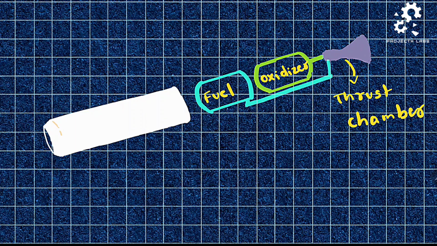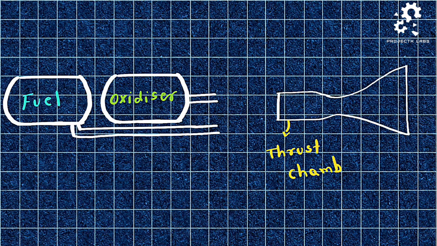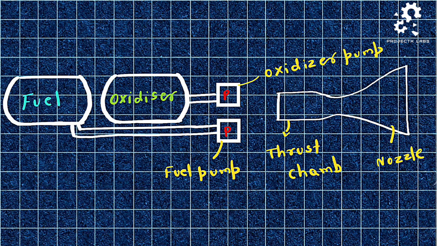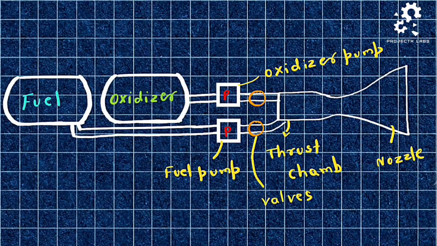In order to start the rocket, both the fuel tank and the oxidizer tank should be connected to the thrust chamber. Here, the fuel and the oxidizer should be fed at a desired rate to the thrust chamber. This can be achieved by placing pumps, one for the fuel line and the other for the oxidizer line. To control the flow, valves are placed in both the lines.